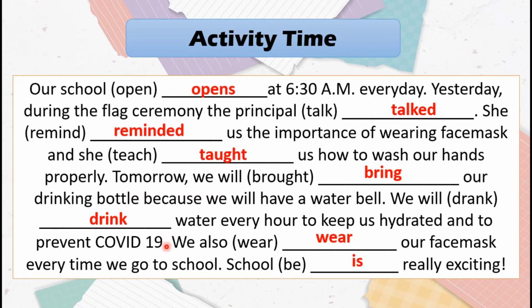Whereas the last part of our paragraph are both simple present tense. That's why our answer is wear and is. We is a plural subject. That's why we have to use the base form of the verb. Whereas we use is here for the be verb because school is a singular subject.